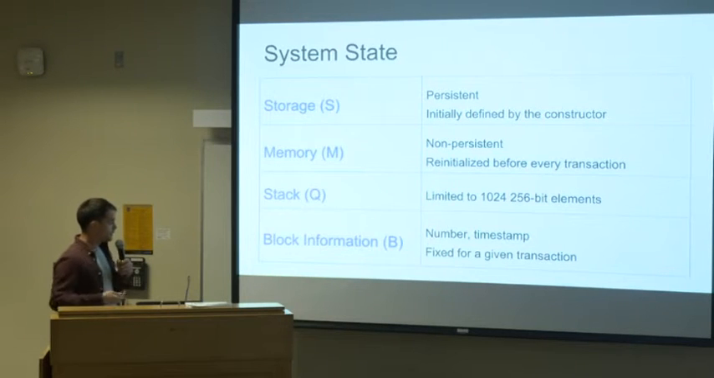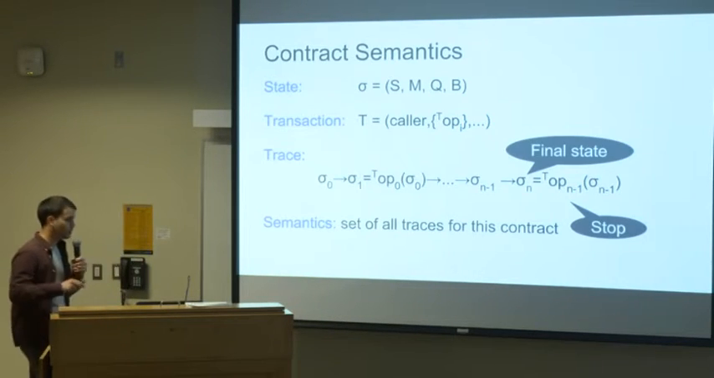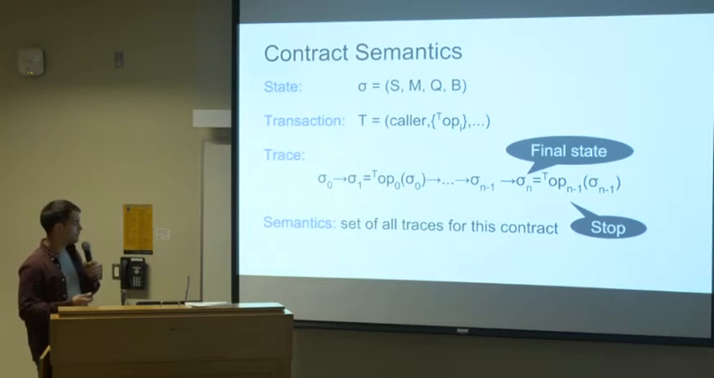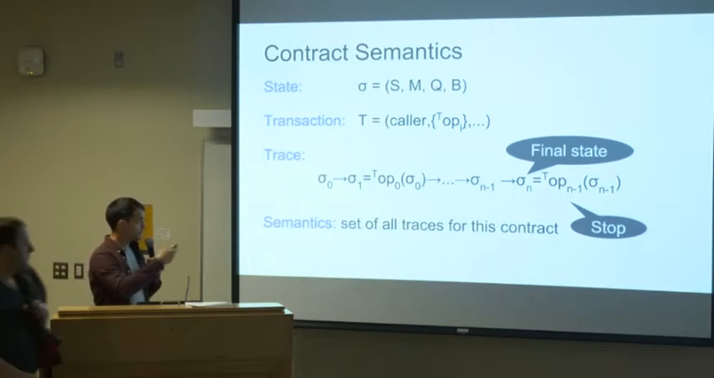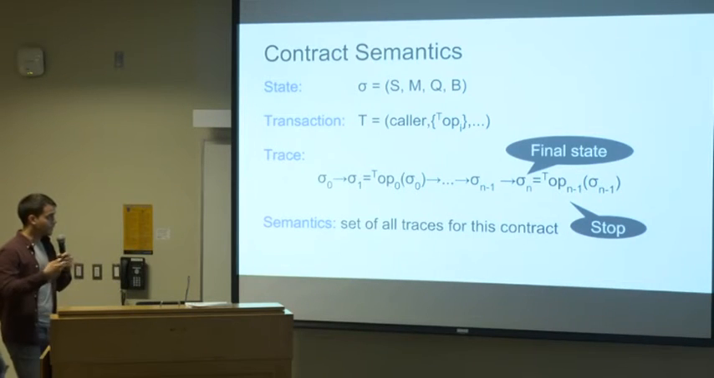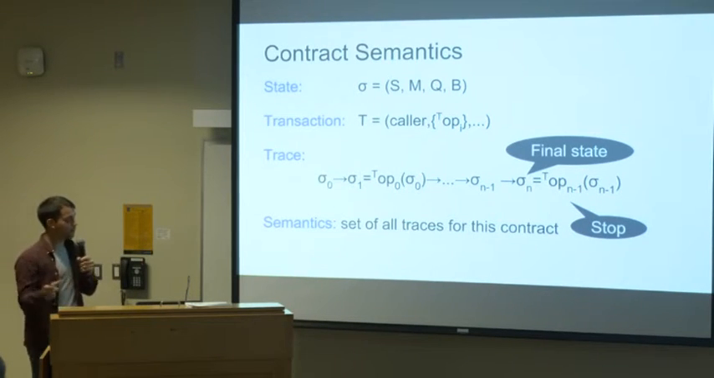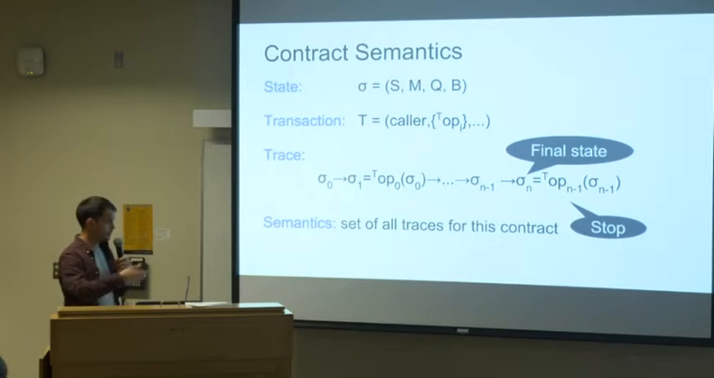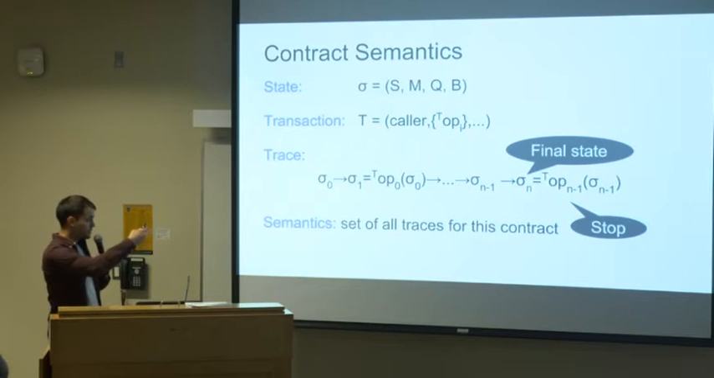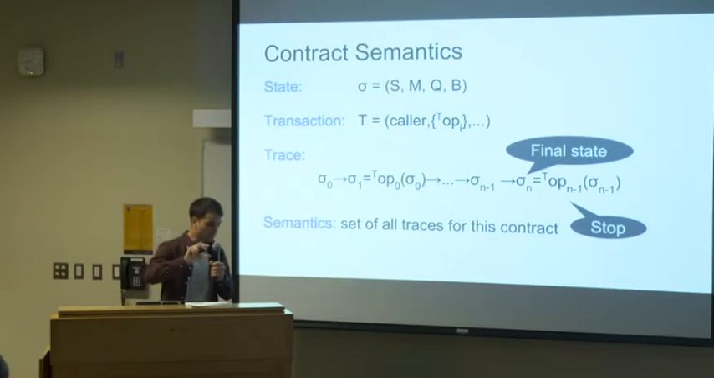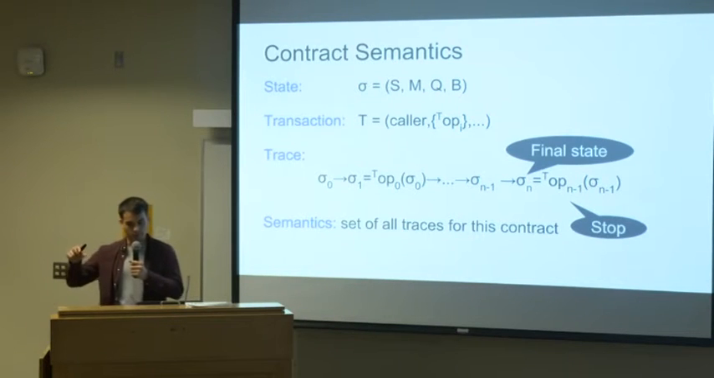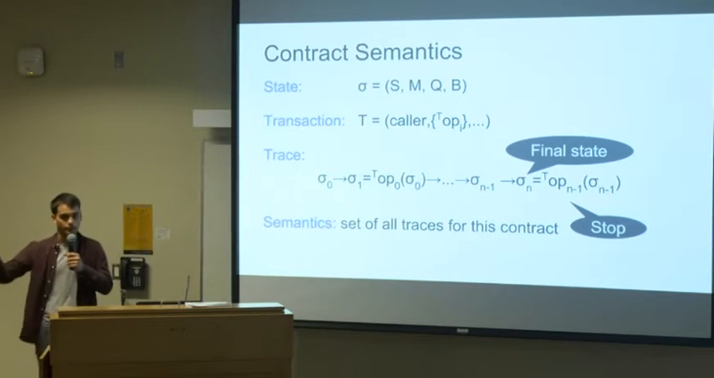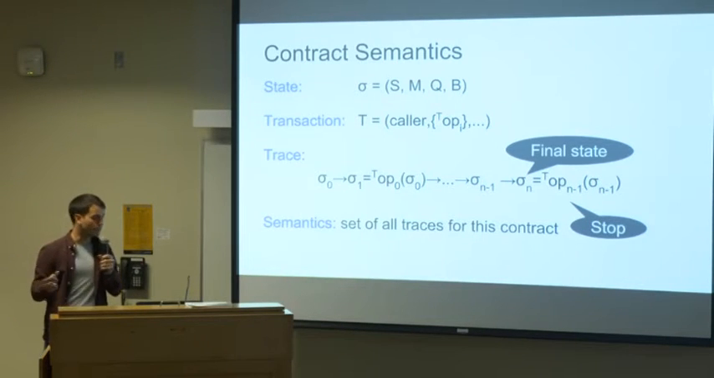Once we have defined this state, we can define a contract semantics. You have a state sigma, defined by the storage, the memory, the stack, and the block information. You have a transaction, defined by who is emitting this transaction, which opcodes it is made of, and some other information. You can also define a trace, which is defined by the action of the opcodes on this state. Every time you run an opcode on the state, you obtain a new state, and so on until you run out of opcodes. This is basically what a transaction does.